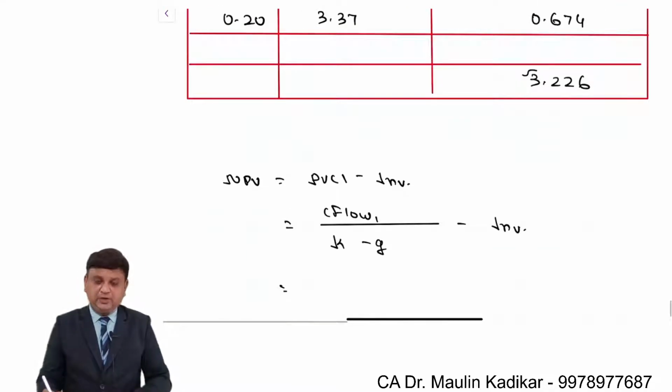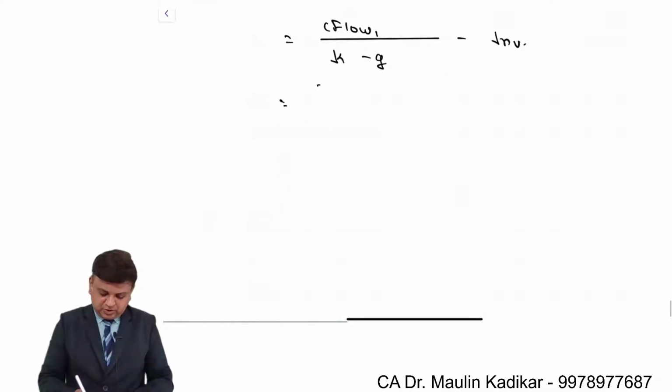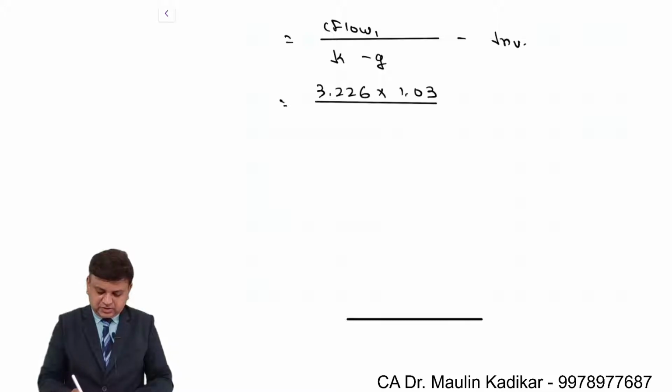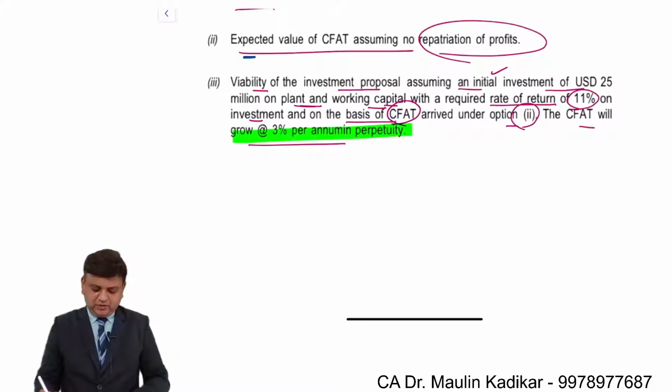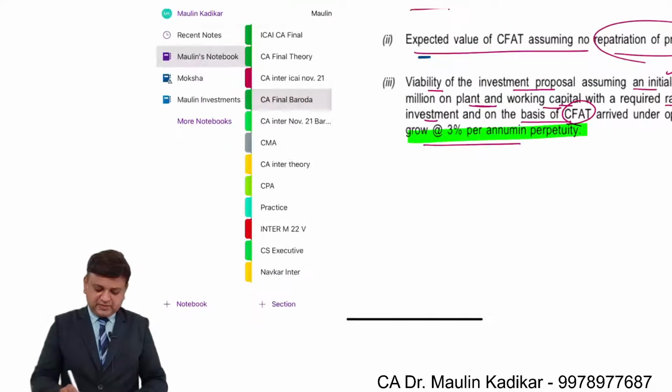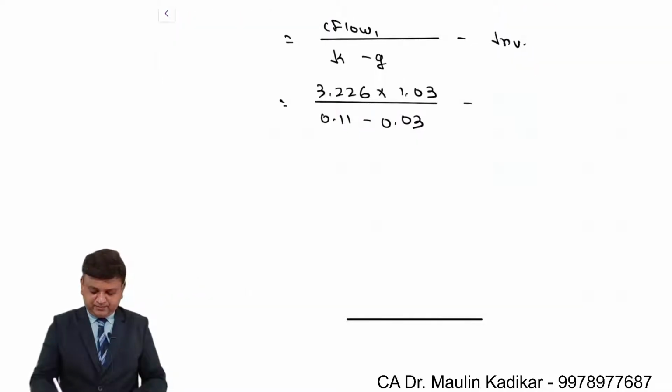So this is 3.226, which will grow at the rate of 3% for perpetuity. So 3.226 into 1.03 divided by cost of capital, which is 11%, minus 0.03. So this is the cash inflow from end of year 1 onwards for perpetuity discounted in present value terms. Amount of investment is $25 million. So minus 25. This is the way we are required to make the calculation of the answer.